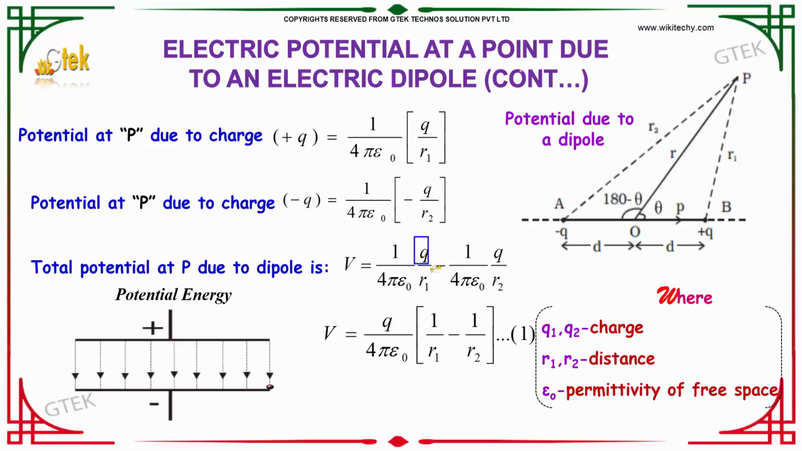From this, we can take out the common terms Q divided by 4 pi epsilon naught outside. So the remaining terms will be 1 divided by R1 minus 1 divided by R2. Here Q indicates the charge, whereas R1 and R2 indicate the distances, and epsilon naught indicates the permittivity of free space. So we can mark this as equation number 1.